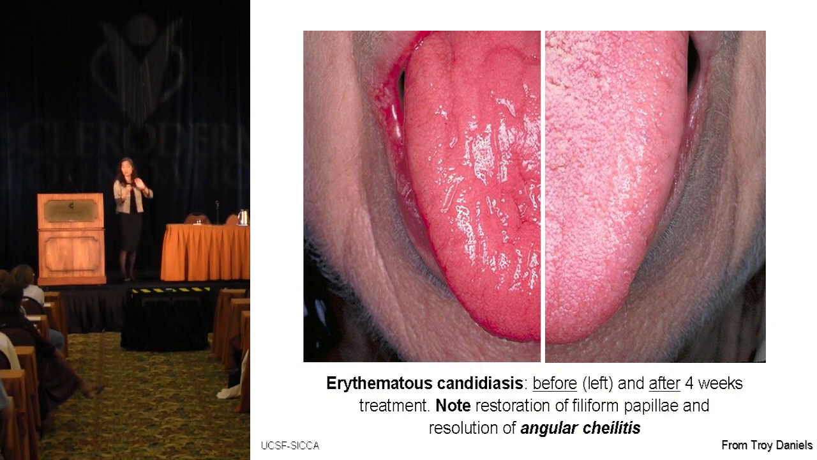So here's an example where on the left, you can see that this patient, I don't know if you can appreciate, but there's a much redder tongue. There's sort of a flattening of it. You lose the filiform papilla. And then there's this fissuring, the crack in their mouth. This is called angular cheilitis. So these are some of the complications that we can see when someone has chronic erythematous candidiasis.